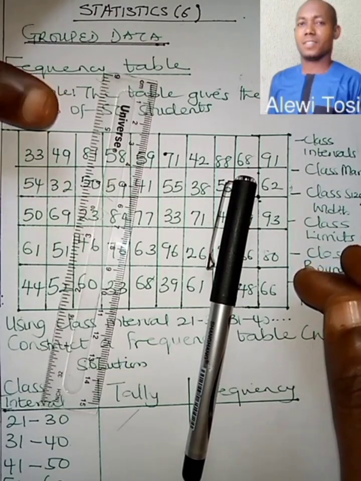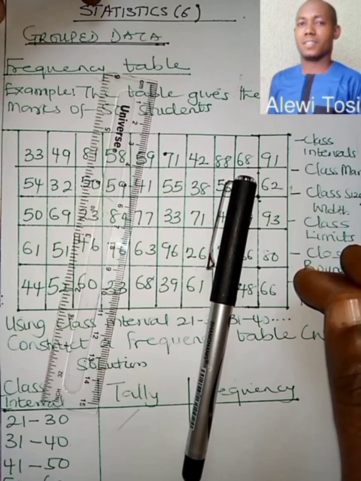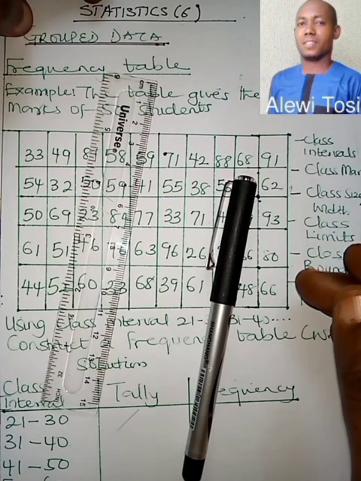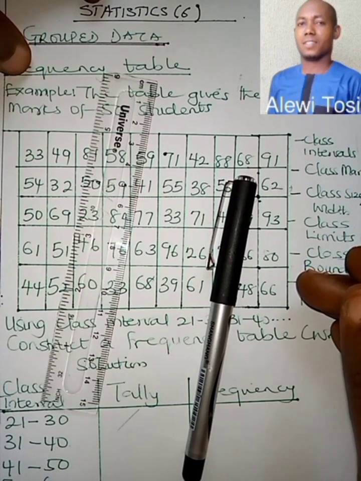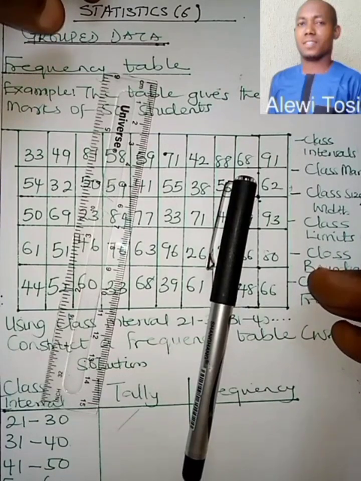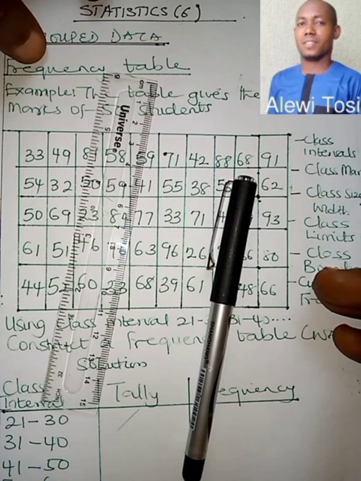We are still on our topic, statistics, but this time around we are moving to grouped data. All the ones we've been doing before now are referred to as ungrouped data. Now, when we are given data that are numerous in numbers and are different, we can try to determine or measure their central tendency by grouping them.